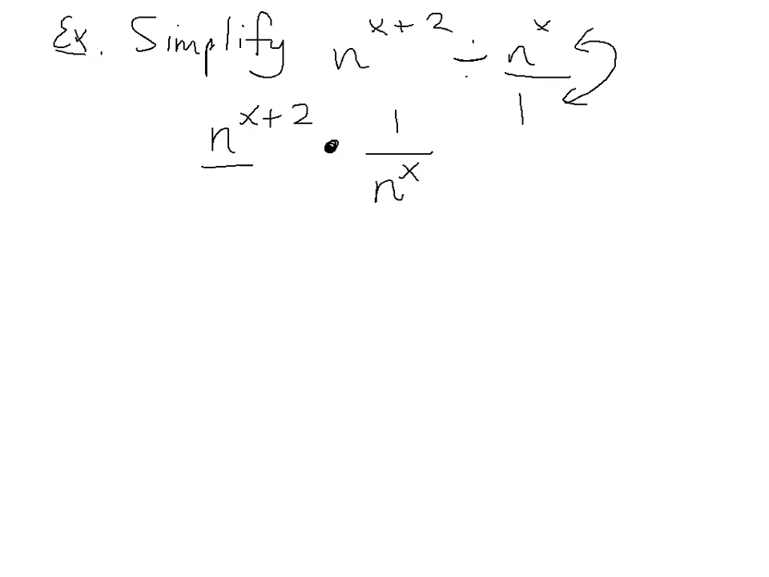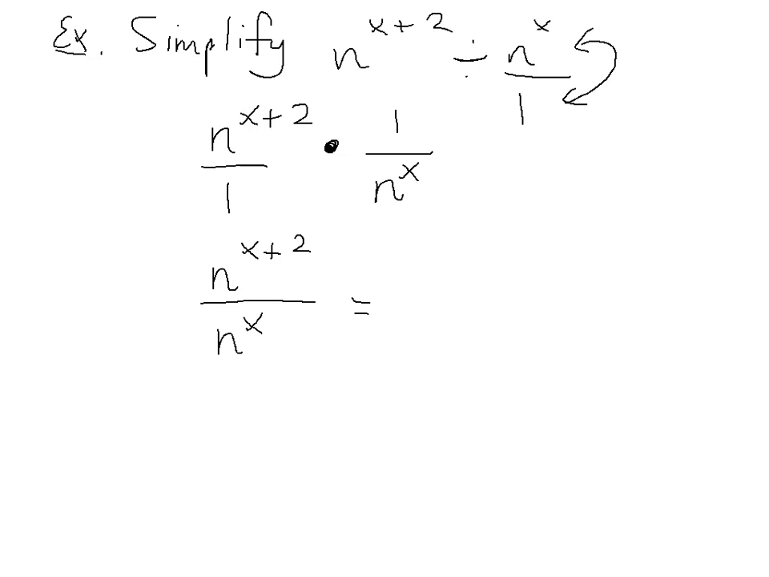Now, if I use my fraction rules, I'm going to multiply straight across. So n to the x plus 2 times 1 is n to the x plus 2. It's the same thing, isn't it? And then underneath, if I multiply the denominators together, 1 times n to the x is n to the x. Now, you're probably going, how am I going to simplify this little thing? Well, here's what I'd like you to do.